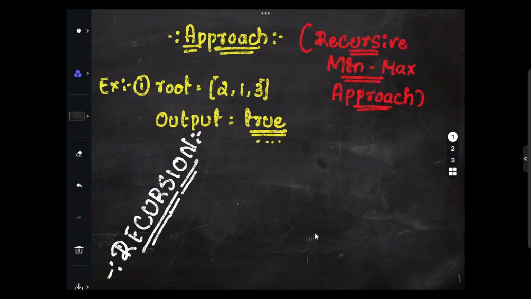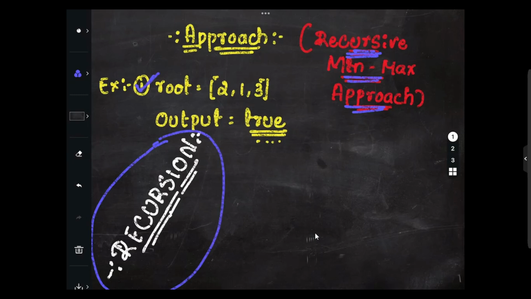The first thing to keep in mind is that we are going with a recursive DFS, or recursive min-max approach. Just keep in mind we are going with recursive DFS. I have considered the same example that they have given in the question, the first example.